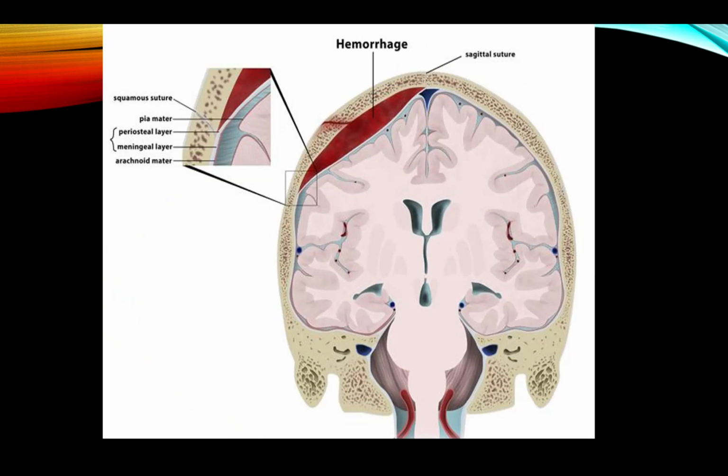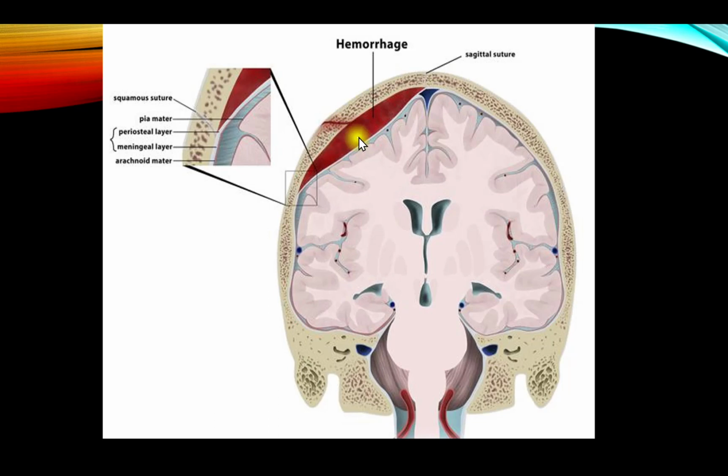Now, an epidural hematoma, in contrast, is much more common in younger individuals. What happens with age is that the outer periosteal layer gets more and more tightly adherent to the skull. That's why epidural hematoma is not so common in the elderly. But in a younger individual with head trauma, and here we can see a skull fracture, which is highly associated with the development of epidural hematomas.